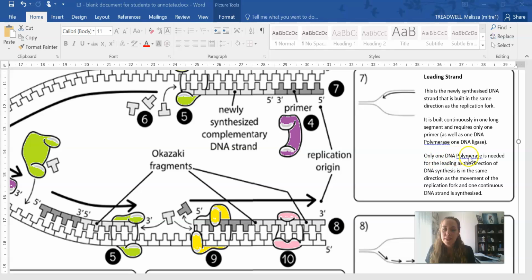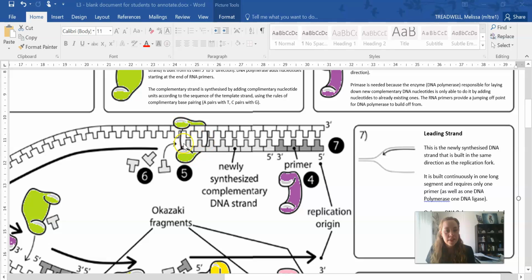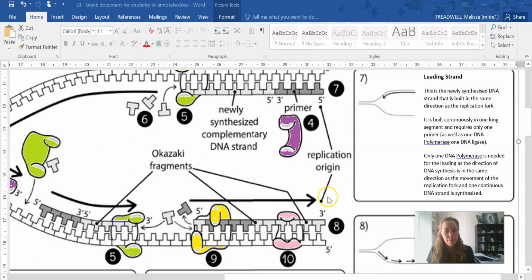It says only one DNA polymerase is needed for the leading strand, as the direction of DNA synthesis is the same direction as the movement. So DNA synthesis is going in the same direction as helicase, which on the template strand is 3' to 5'. On the complementary strand it is 5' to 3'.